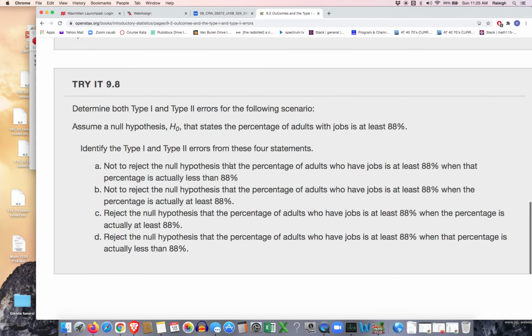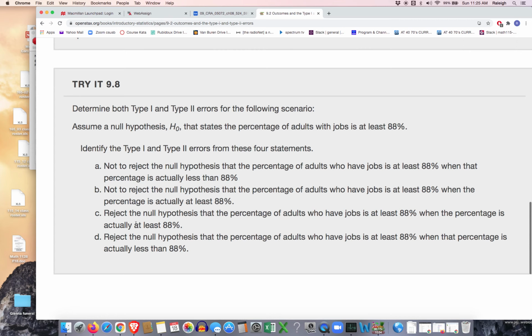Okay, so let's see about this one. Determine both the type 1 and type 2 errors. They give you 4 options here for the following scenario. 2 of them just don't do anything, and of the other 2, one of them's type 1 and one of them's type 2. Assume a null hypothesis H0 that states the percentage of adults with jobs is at least 88%. Identify the type 1 and type 2 errors.